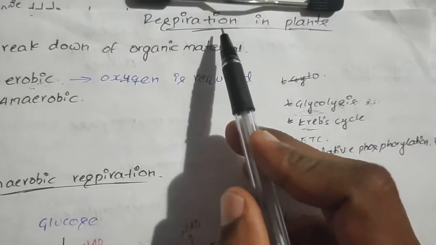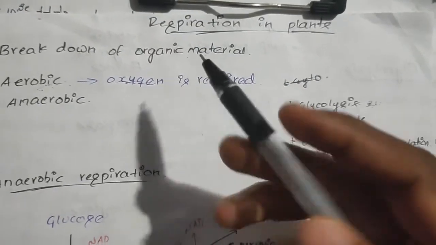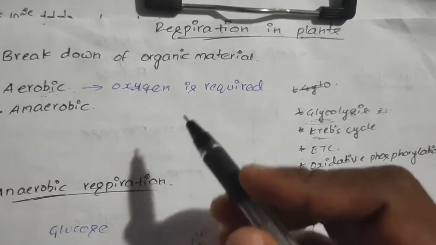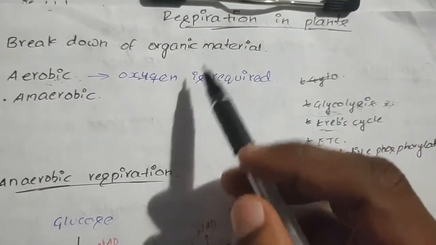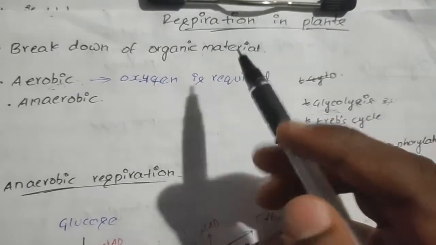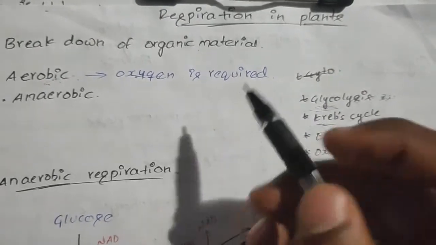Respiration in plants. Respiration means the materials which are brought by the vascular bundles from the soil or from any other source are broken down into the organic form, and this process is known as respiration. Finally, we get ATPs, and this ATP provides energy to perform the functions.